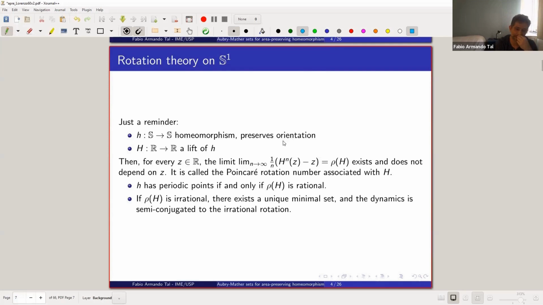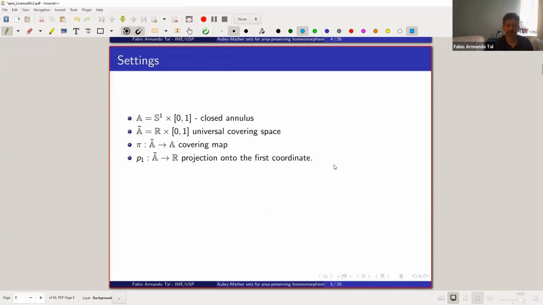If this number is rational, then you have a periodic point, and if you have a periodic point, it's rational. So it's if and only if: the Poincaré rotation number is rational exactly when you have periodic points. If it's irrational, then you're going to find a unique minimal set, and the dynamics there is semi-conjugated to the irrational rotation. It might be the whole circle, or it might be some Cantor set, and you're rotating around with this Cantor set. So this works well in one dimension, but now we're going to study, and I'm going to focus the work here.